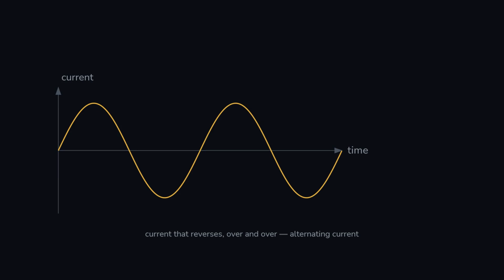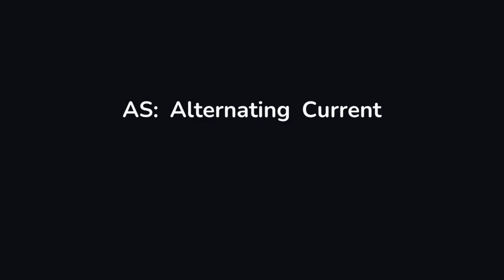Why use something so restless instead of a steady flow? And how do we even measure a current that is always changing? This unit builds in four moves. The difference between alternating and direct current, the clever idea of root mean square that tames a changing current into a single useful number, how power works in an AC circuit, and rectification, the trick that turns AC back into DC. Let's start with the two kinds of current.